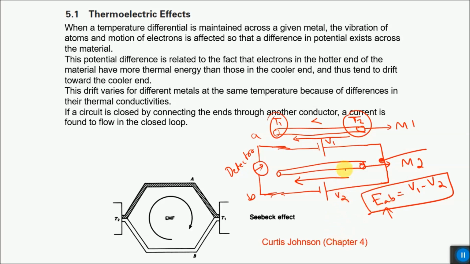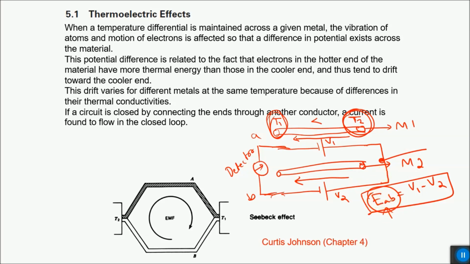Or if we want to measure one of these temperatures and we measure EAB, we have to know the second temperature to actually use the formula and convert the measured EAB into the unknown temperature. So at least one of these two temperatures has to be known and fixed. And the second temperature that is being measured, that is varying, would become a function of your output EAB.